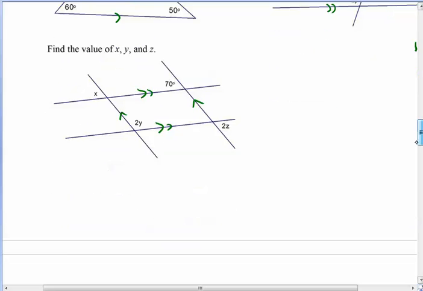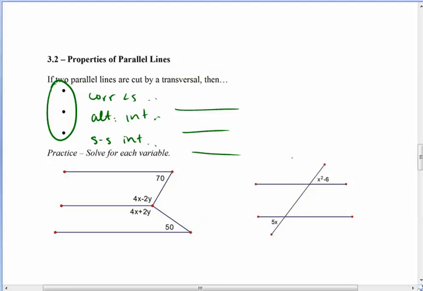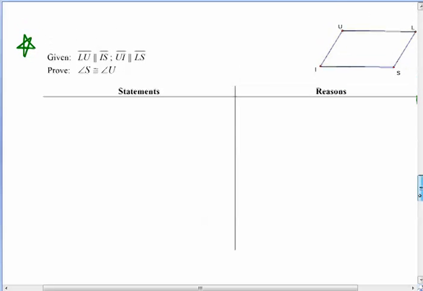And then I've pretty much already made this list at the top of the second page, so you can fill that in. We learned about 3 different kinds of angles. We learned about corresponding. We learned about alternate interior, and we learned about same side interior. So just fill those ideas in. And then please do this problem, and this proof. You do not need to address the 4th page. We're not quite there yet.